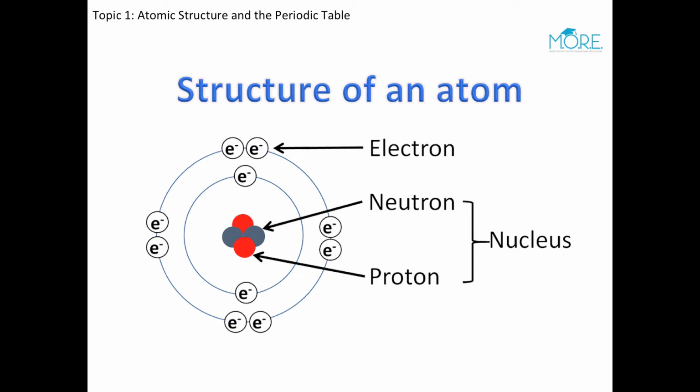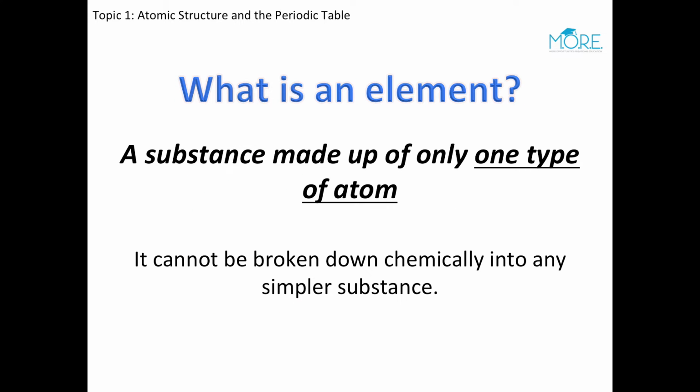An element is a substance made up of only one type of atom. That is very important that you mention that when writing down the definition. For example, sodium atoms make up sodium elements and chlorine atoms make up the chlorine element.